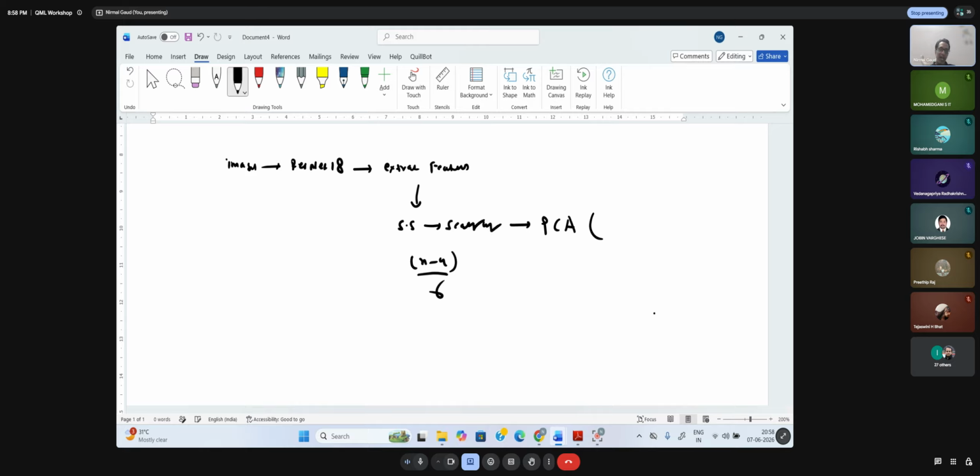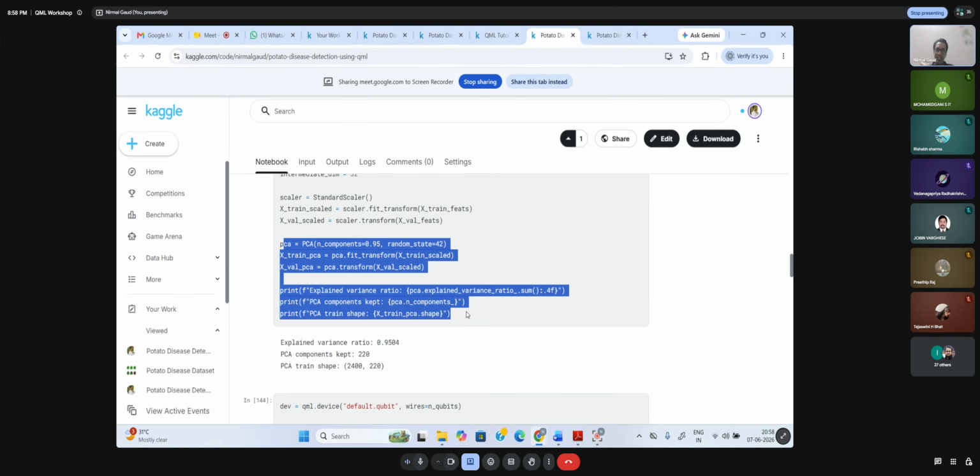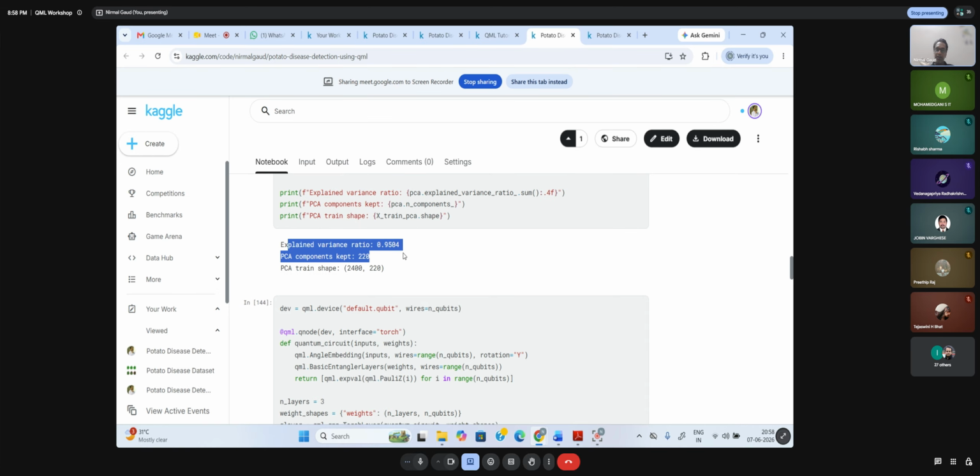All right, and whatever the number of components you make, I want 95% of the information to be retained. That's my expectation from the PCA. So here I'm doing that. Apply the PCA, and you can see the 95% variance ratio. PCA components kept are 220. So 220 components are created, and 95% of the variance is explained. So this is the PCA shape.